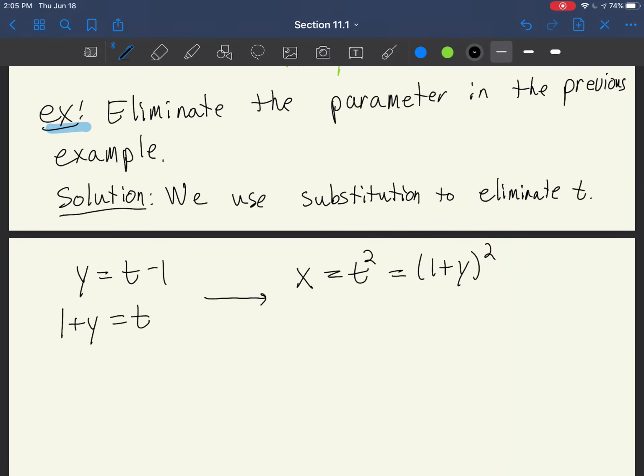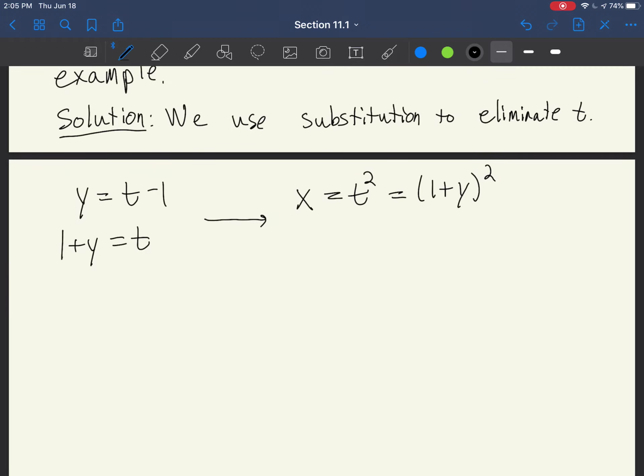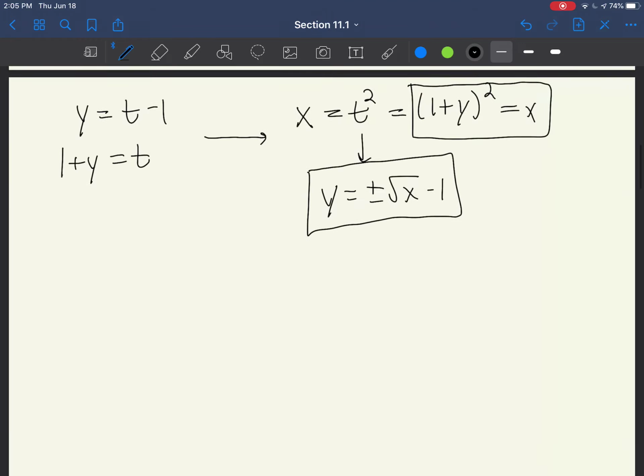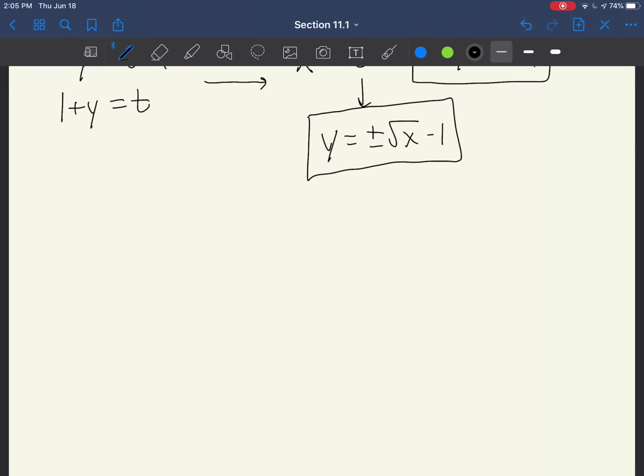And that agrees with what we established above. We said x is going to be y squared-ish, and here we have x equals (y plus 1) squared. And for those interested, if you solve this for y, you get y equals plus or minus root x minus 1. But leaving it as x equals is perfectly fine. Okay.